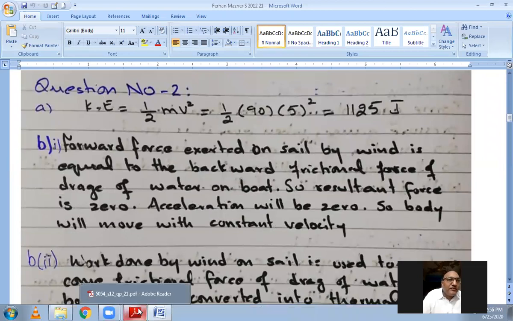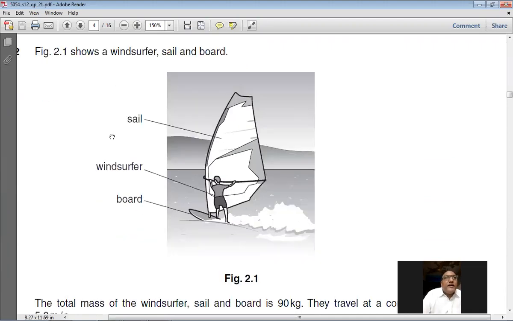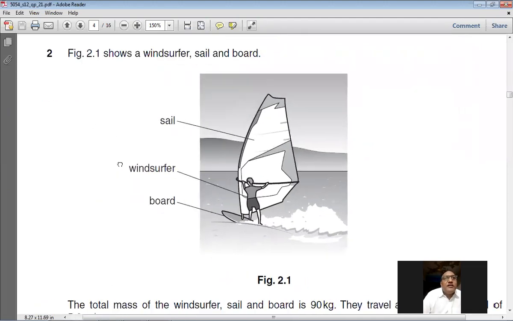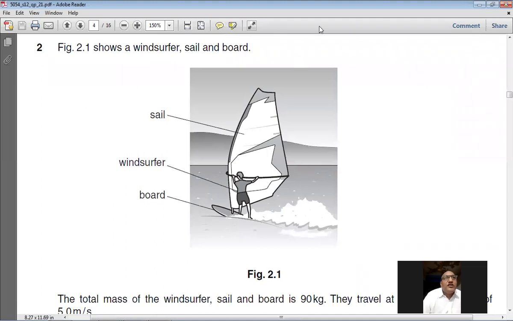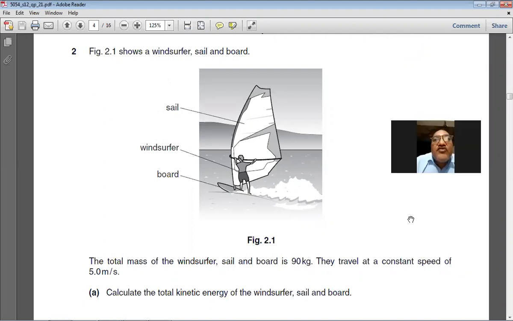Okay, we are moving to the next question. Question number 2. Okay, dear students, now we are on question number 2, and the figure 2.1 shows a windsurfer sail and board. The total mass of the windsurfer sail and board is 90 kg. They travel at constant speed of 5 meters per second. A part is calculate the total kinetic energy of the windsurfer sail and the board.